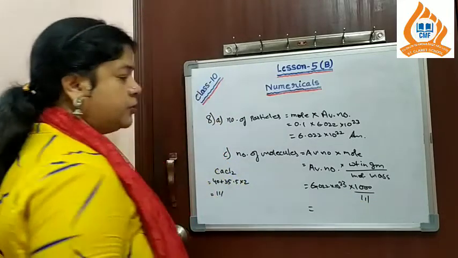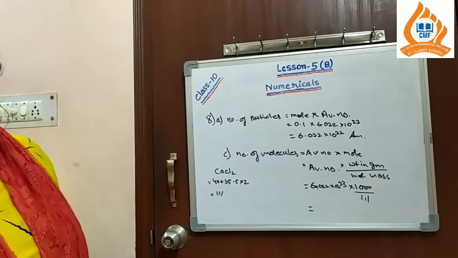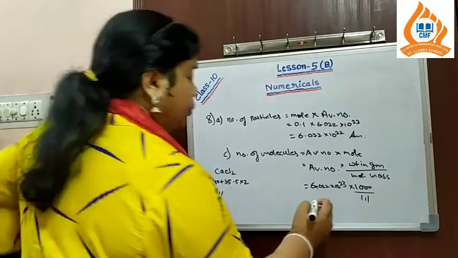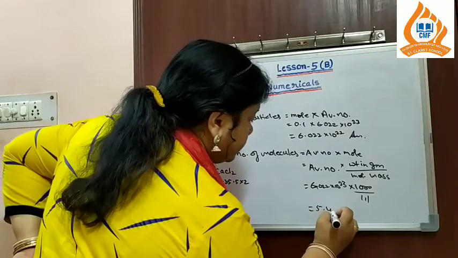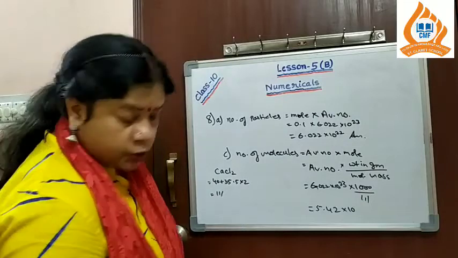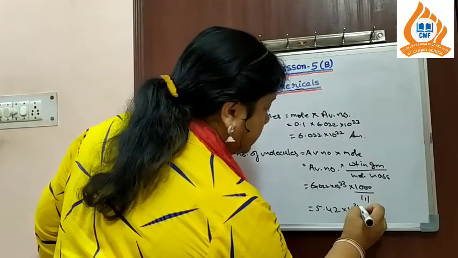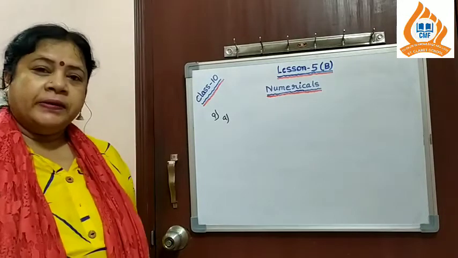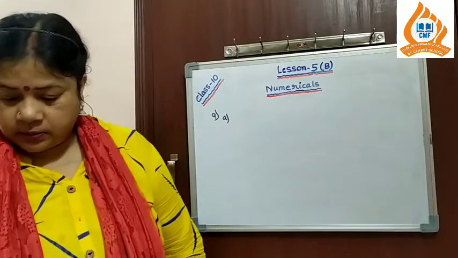So now do the calculation. The answer will come out as 5.42 into 10 to the power 24. Students, you can do this calculation and do. Now we will see question number 9.